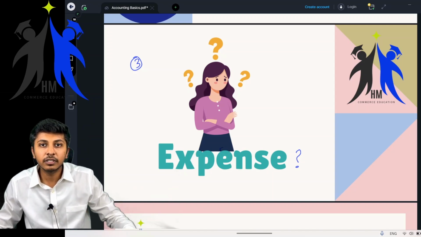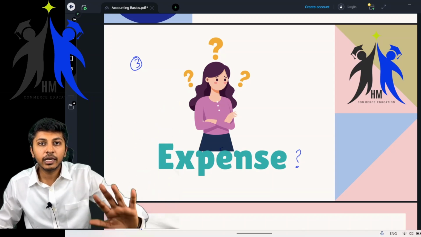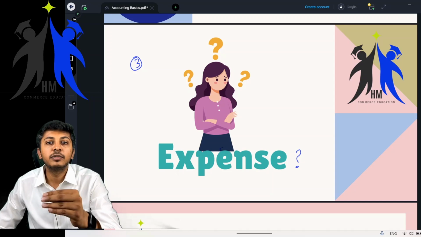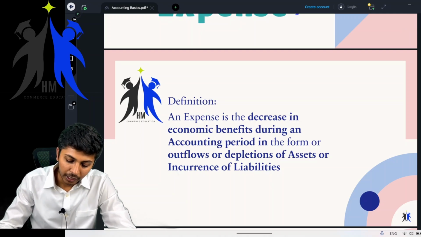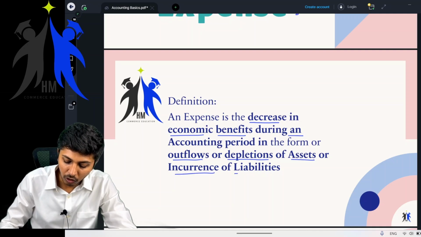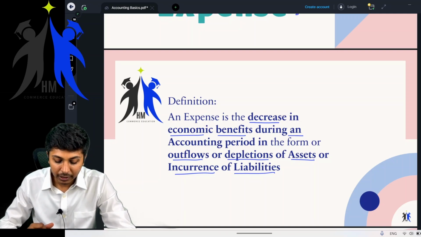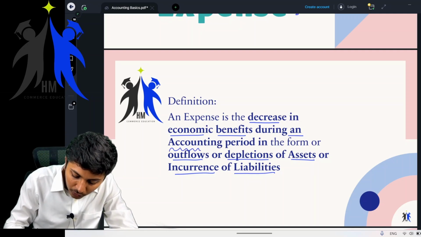That is what we saw in the first definition. Future economic benefits inflow into the entity, more than 1 year. But if it is only 1 year, then it becomes an expense. If you see the definition, an expense is the decrease in economic benefits during an accounting period in the form of outflows or depletion of assets or incurrence of liabilities. Okay, let's break it down. So, an expense is the decrease in economic benefits, correct? During an accounting period.